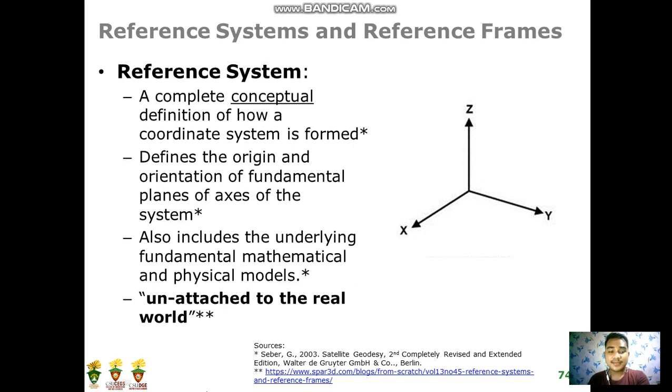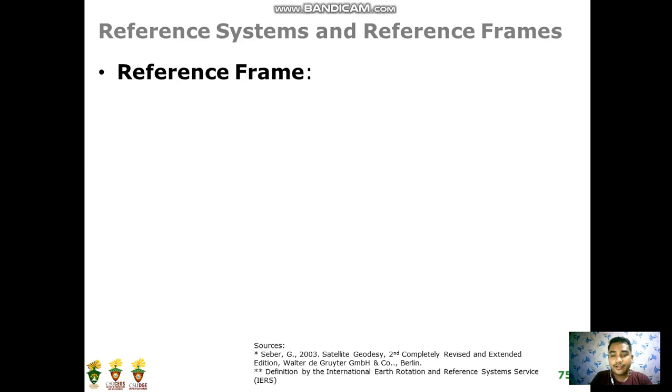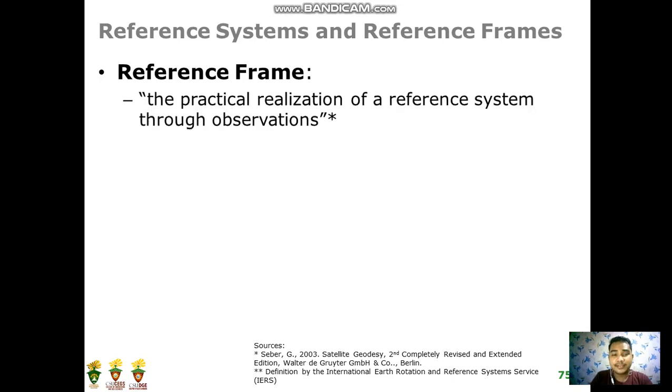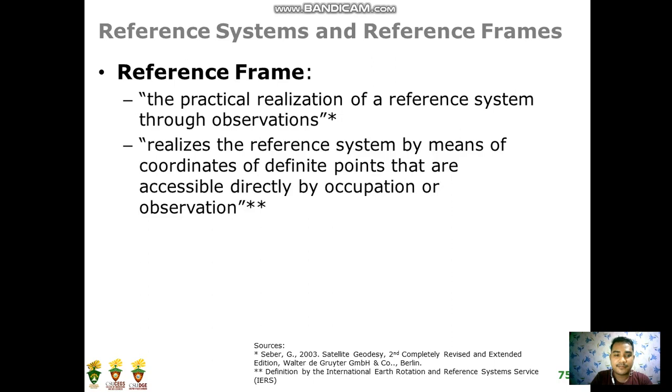Since it is conceptual, it underlies the fundamental mathematical and physical models. The reference system is unattached to the real world, it is still floating. It is still a conceptual framework, not yet georeferenced, or in GIS terms, not yet georeferenced because it is unattached. And the reference frame is the practical realization of the reference system through observations. So this is the application. Since we have the concept in the reference system, then we should apply this as a reference frame.